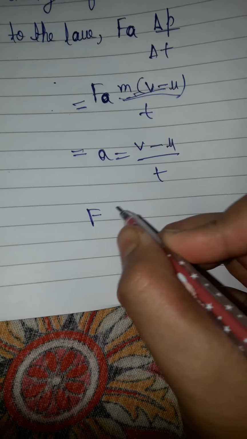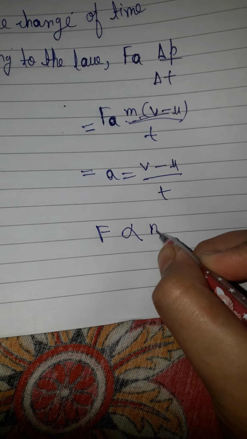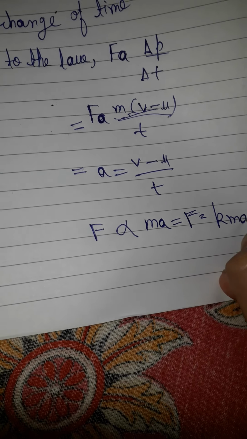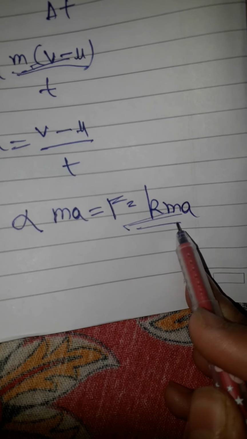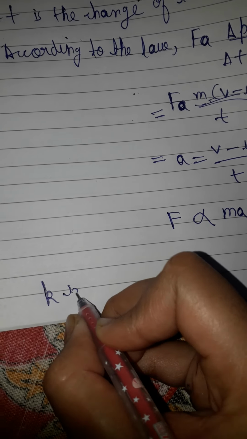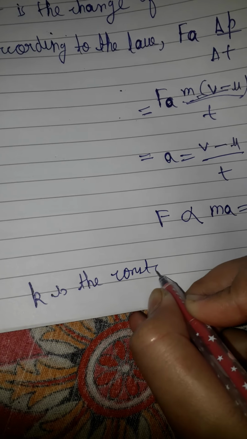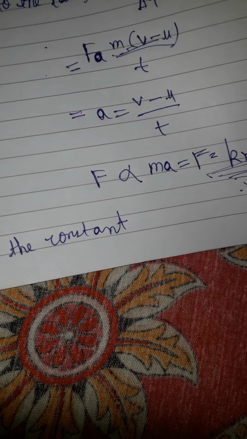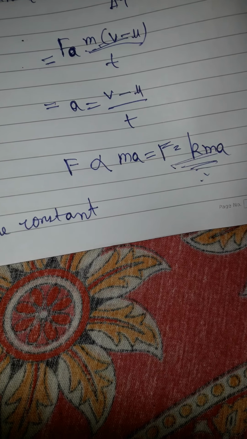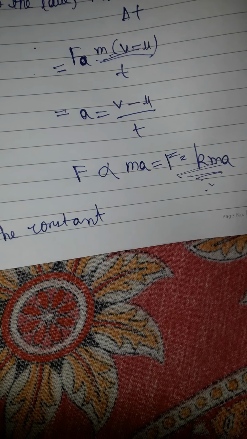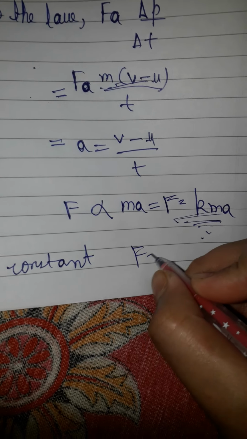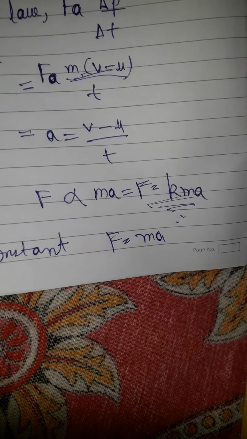Then ma is equal to F, F is equal to kma, but this is not the final equation. Here k is the constant. The unit of force is so defined as to make the value of k equal to 1. A force of 1 unit acting on a body of 1 unit mass produces in it an acceleration of 1 unit. So the final is F is equal to ma, force is equal to mass into acceleration.